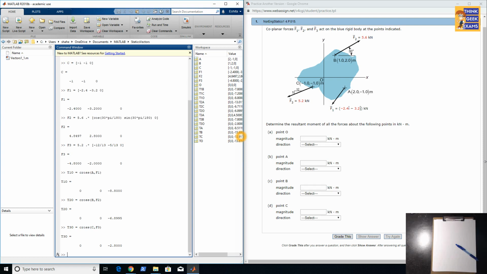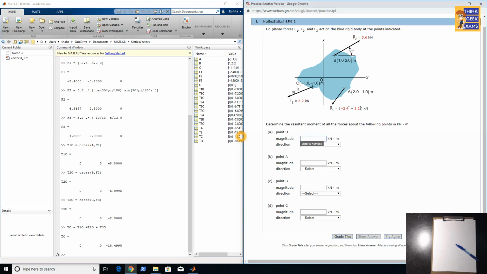And those are our 3 moments around the point O. So we need to add them up. T10 plus T20 plus T30. And that would give us minus 18. So I'm going to write the magnitude as 18.5 to simplify. And since this is negative, it's going to be clockwise direction.